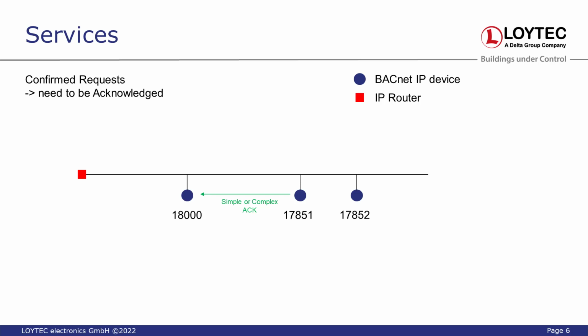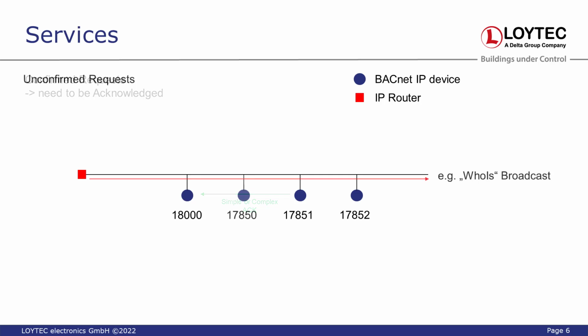For example, the confirmed service read property is requesting data, so the remote station only sends one complex acknowledgement in response, containing the data requested by the request. Unconfirmed requests are broadcasts, which do not need acknowledgement by the remote station. For example, I am, who is, who has, I have. Right now we are only interested in the counters I am and who is, as these are used in the BACnet device identification process. We will now take a look at how this mechanism works in a more detailed manner.